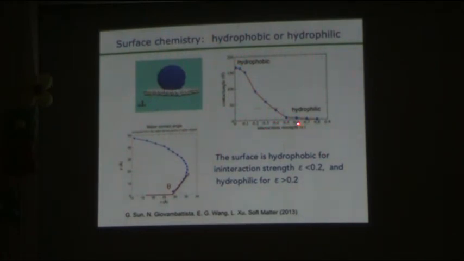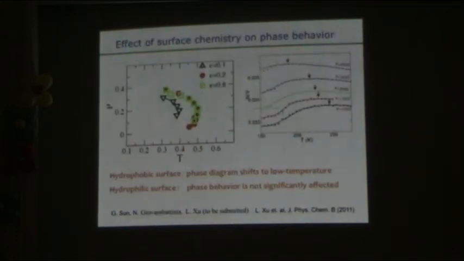If this interaction strength is extremely high, the liquid prefers to stay on top of this interface, so this is extremely hydrophilic. In the middle is between hydrophobic and hydrophilic. The contact angle is determined by the profile of this droplet, so you can take an ensemble average and get a really good estimate of the surface chemistry. We study a couple of properties. The first is how the surface chemistry affects the density anomaly.